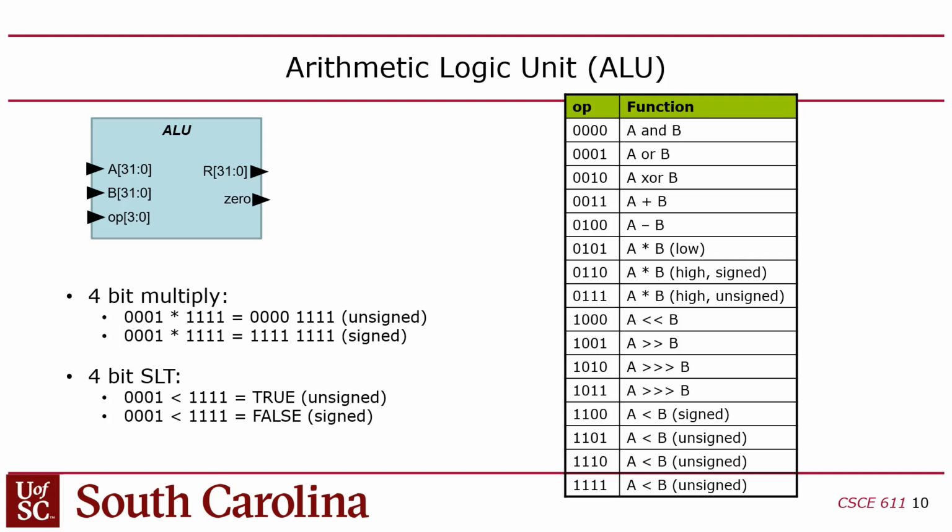Now notice, there's a signed and an unsigned less than too. Because that matters, right? Because if the most significant bit is set on an unsigned, that's a big number, right? But if it's a signed number, that's a small number, right? So there's a signed and an unsigned comparison.